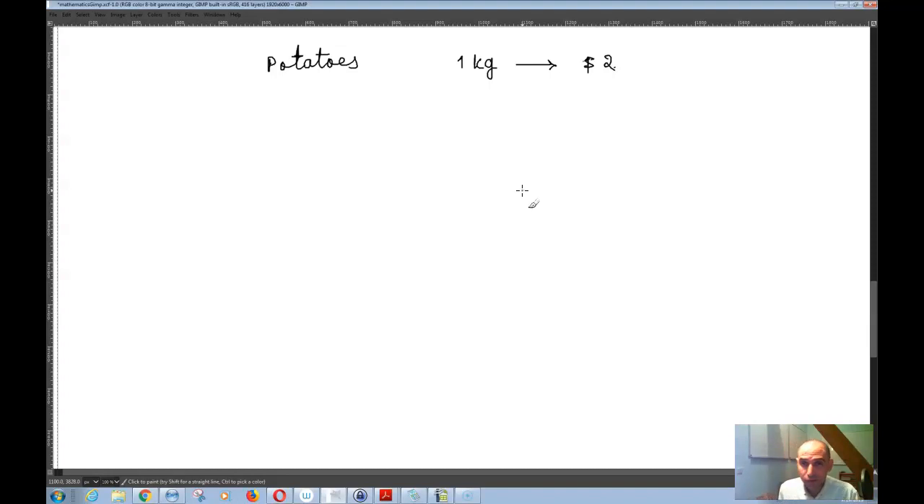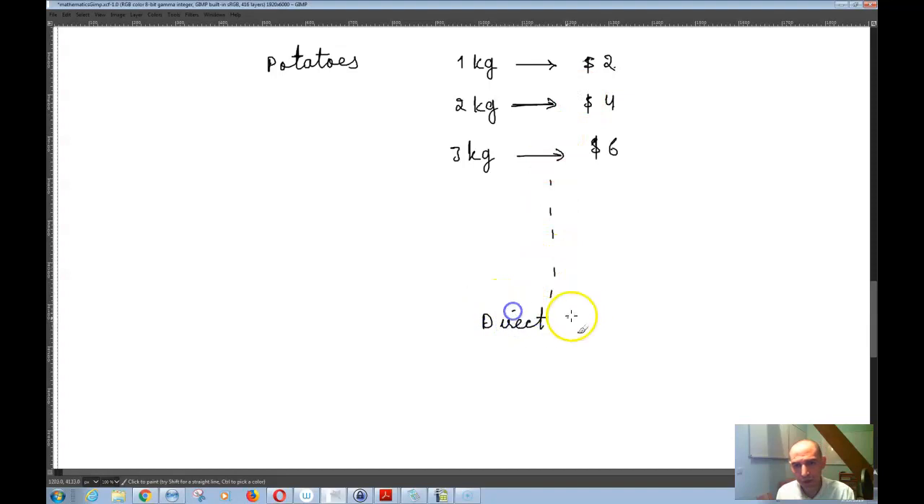So what that means is that if you buy 2 kilograms, since you're buying two times this amount, you have to pay two times this amount of money, which is 2 times 2, equal to 4. If you buy 3 kilograms, you have to pay three times that amount, which is $6, and so on and so forth. This situation we call direct proportion.